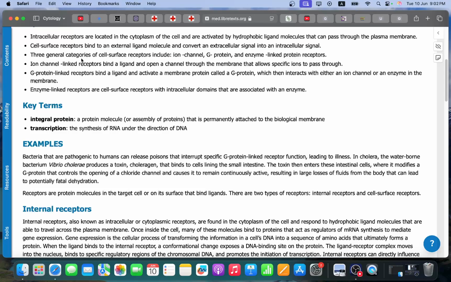Three general categories of cell surface receptors include ion channel, G protein, and enzyme linked receptors. Okay, there are three. That is good information. Ion channel linked receptors bind a ligand and open a channel through the membrane that allows specific ions to pass.